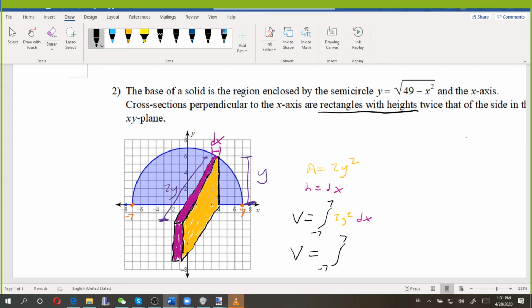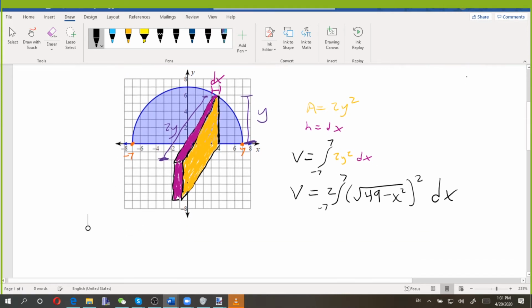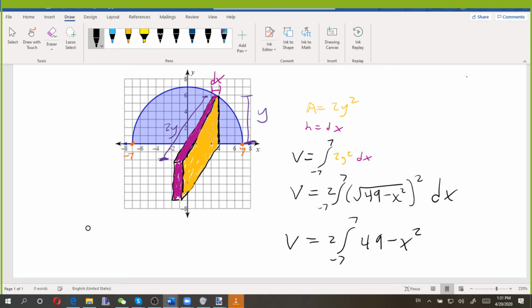Cool. Okay, so I've got that 2 as a constant. I'm going to pull that 2 out. And this is y squared, which means I'm going to square this square root. So I am going to write it out just so we can see it for the notes. But if I square that square root, the square root will go away. And that will allow us to have this volume equation in terms of x instead of in terms of y. So if I simplify this, this will be 2 times the integral from negative 7 to 7 of 49 minus x squared dx.